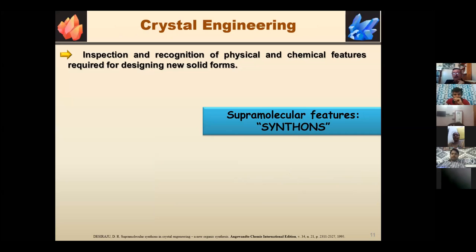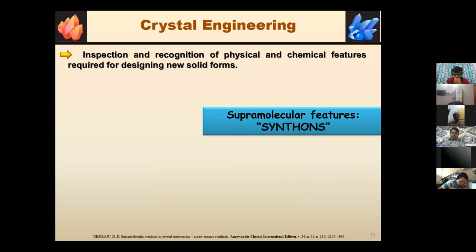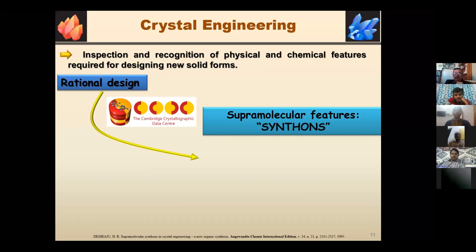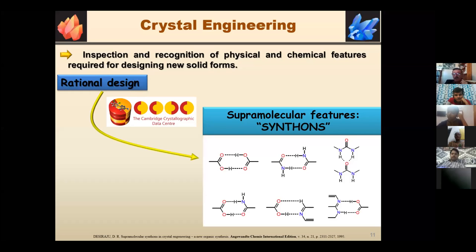So we decided to apply crystal engineering, trying to see mainly the frequency of the synthons and trying to see if we could model these synthons, work with them, and use them to design new solid forms. So the main tool here for the rational design is the use of the Cambridge Structural Database, using it as an analysis tool for analyzing the synthons.